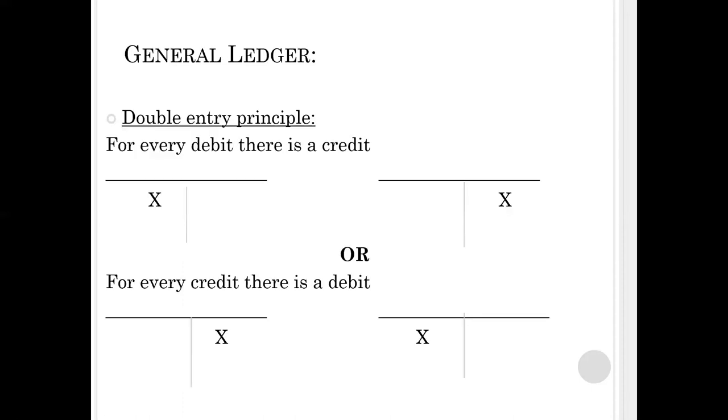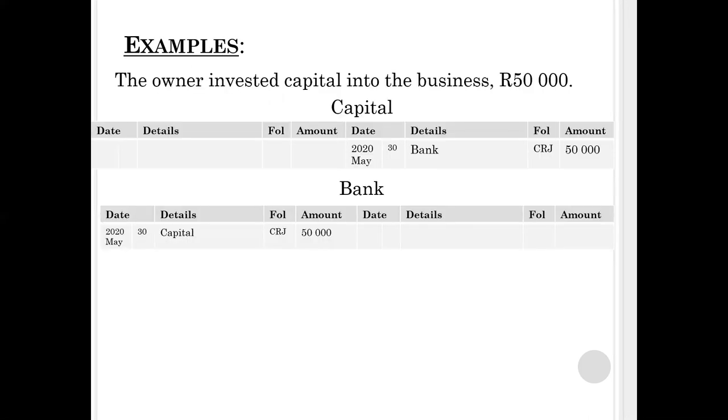That slide is important for me, so you need to understand what you mean by the double entry principle. Look at the two friends, the two T accounts. For every debit, there's a credit, or for every credit, there is a debit. Right? Then I think by now you understand the headings, what the debit side and the credit side are. You need to know how to write the transactions into the general ledger, into the T accounts.